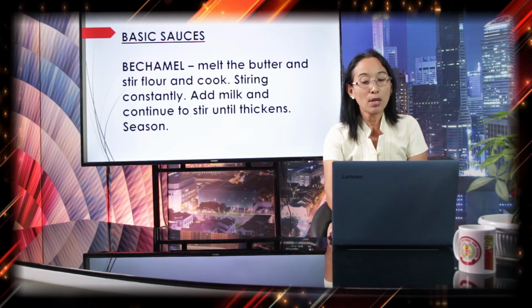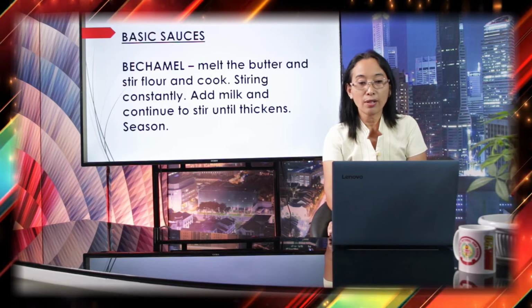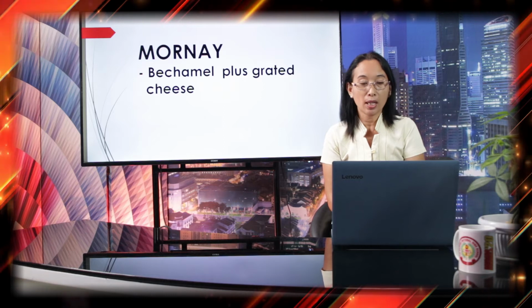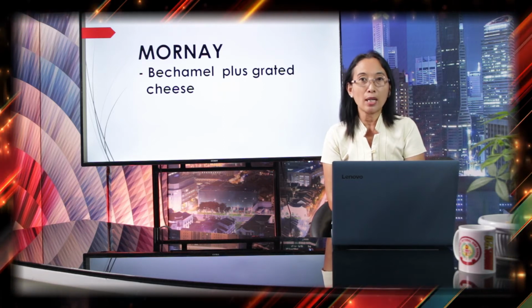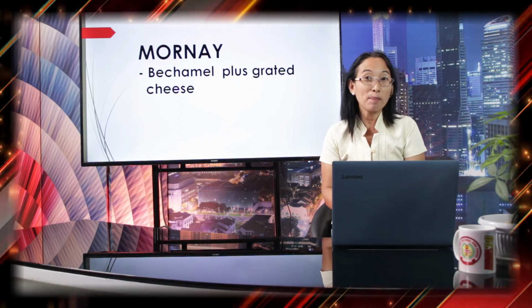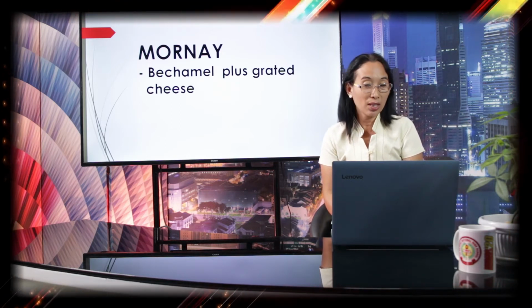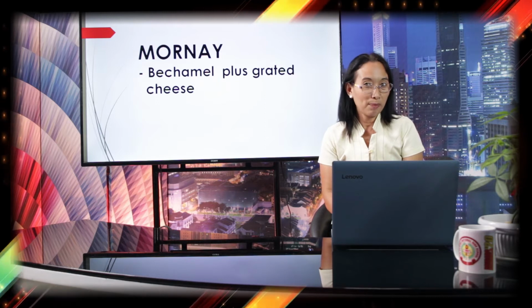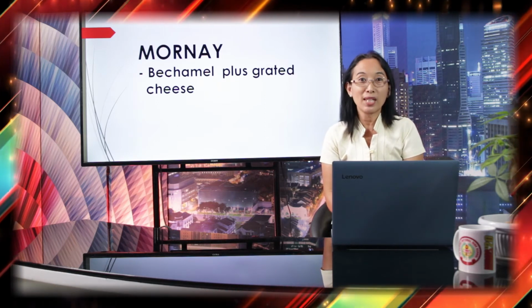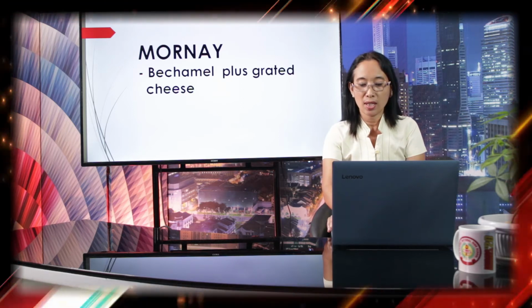We have examples of secondary sauces from the bechamel. First is the mornay. In the mornay, our starting point is the bechamel. Then enhance the bechamel with grated cheese. So that is mornay, one example of a secondary sauce from the bechamel sauce.